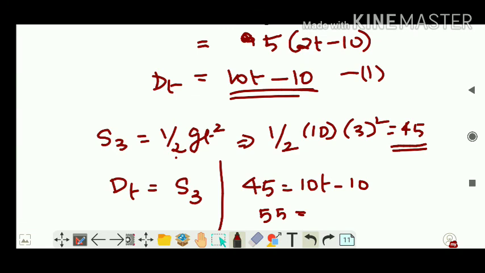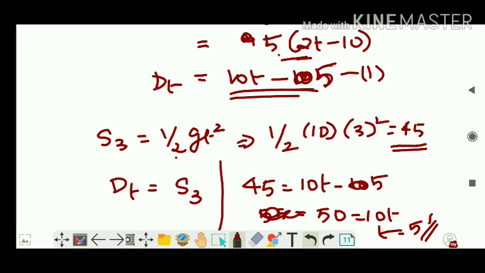Right? I think I made a small mistake, guys. This is 10t minus 5, no? Sorry. So here I also have to write it as minus. So I will get 50 is equal to 10t. So t is equal to 5 seconds. Right, sorry, there was a small calculation mistake. So I got t is equal to 5 seconds.